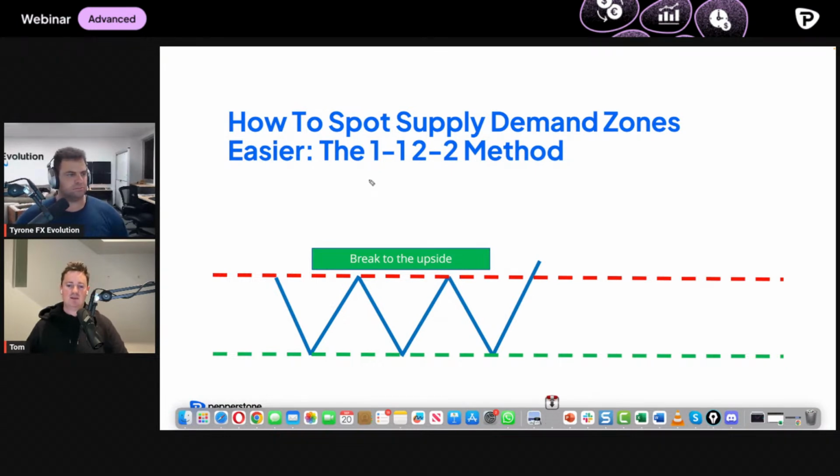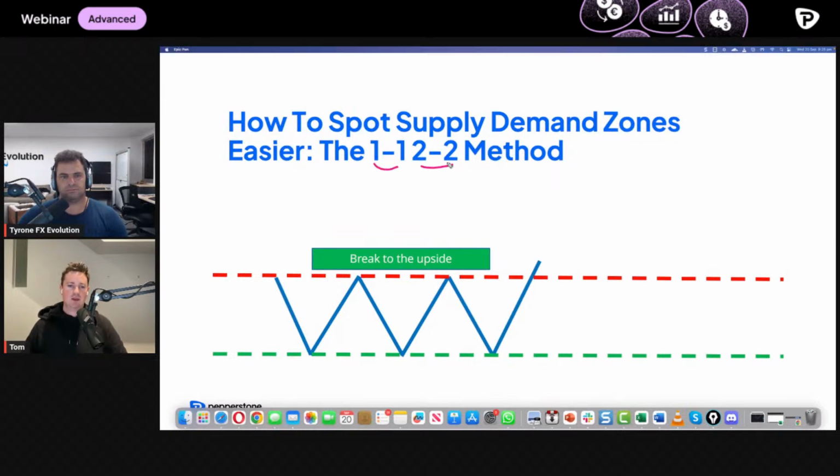So if we're going to use supply and demand in general, we are usually looking for markets to be breaking out and then markets to be coming back. So we can use the 1-1-2-2 method to really recognize when a market is starting to become range bound and therefore entering into a period of accumulation or distribution, or creation of a supply or demand zone.